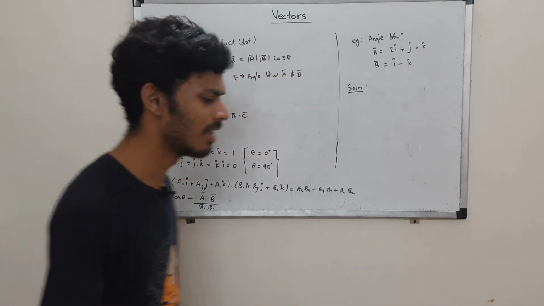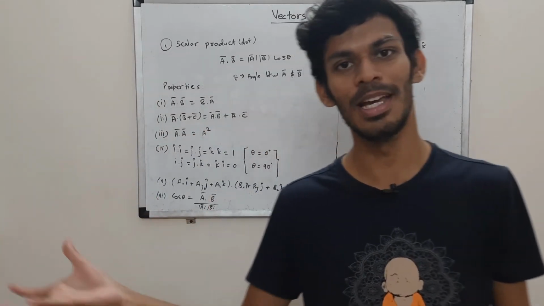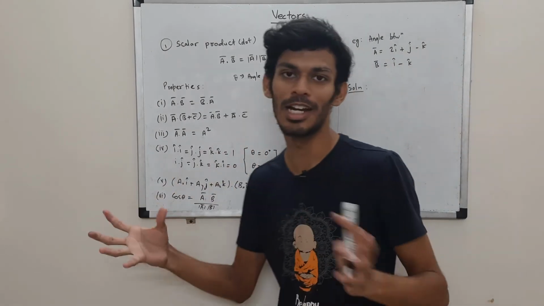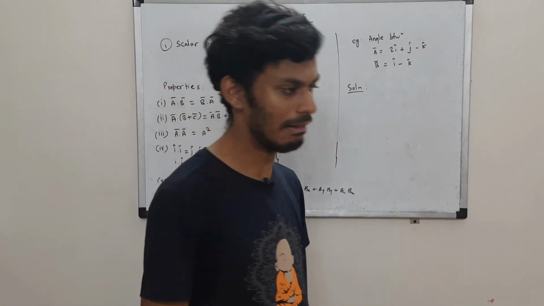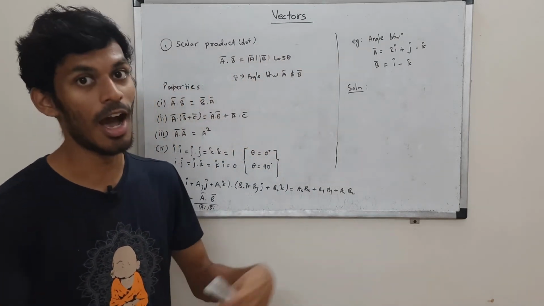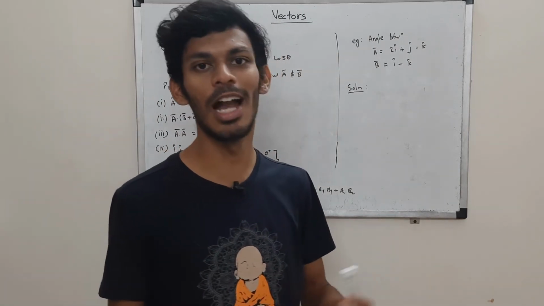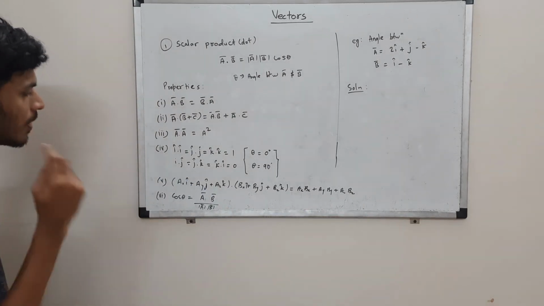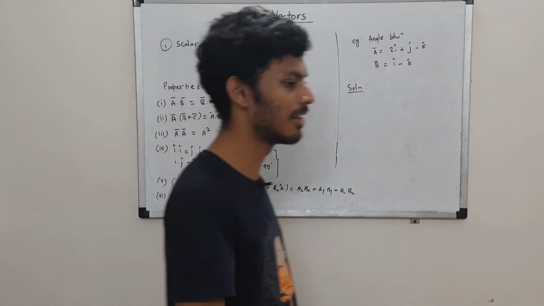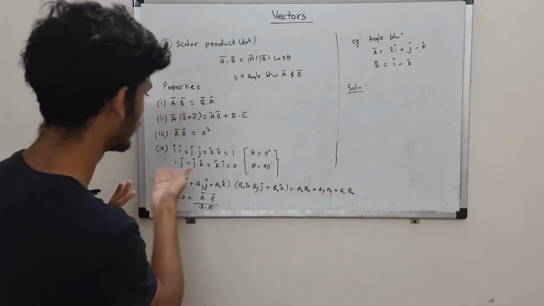Sometimes this question is there in maths, not in physics. They'll give you two vectors and ask you to prove that these two vectors are perpendicular, or orthogonal. How will you prove that? You will take the dot product and show that it is equal to 0. When the dot product is 0, it means that the two vectors are perpendicular.